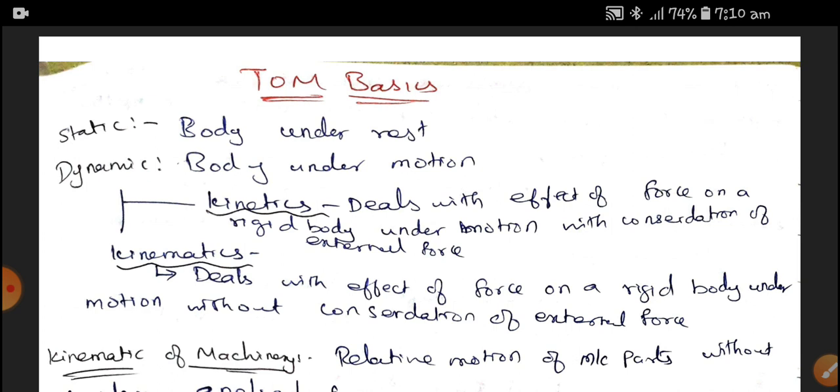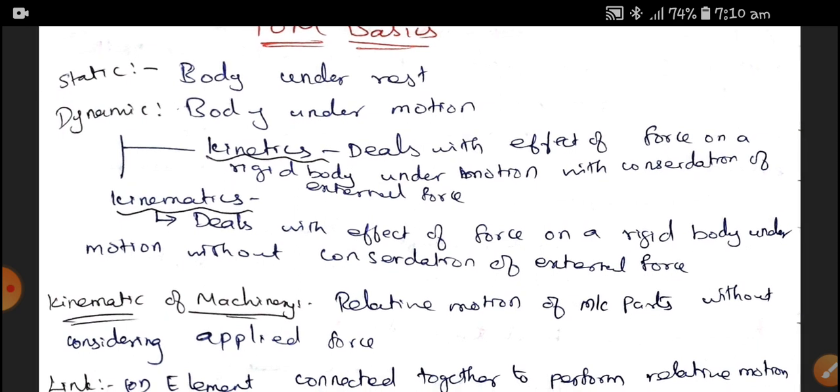Here, kinematics deals with the effect of force on a rigid body under motion without consideration of external force. Whereas kinetics deals with the effect of force on a rigid body under motion with consideration of force. So here we have to understand that kinetics means considering external force, and kinematics means without considering external force.